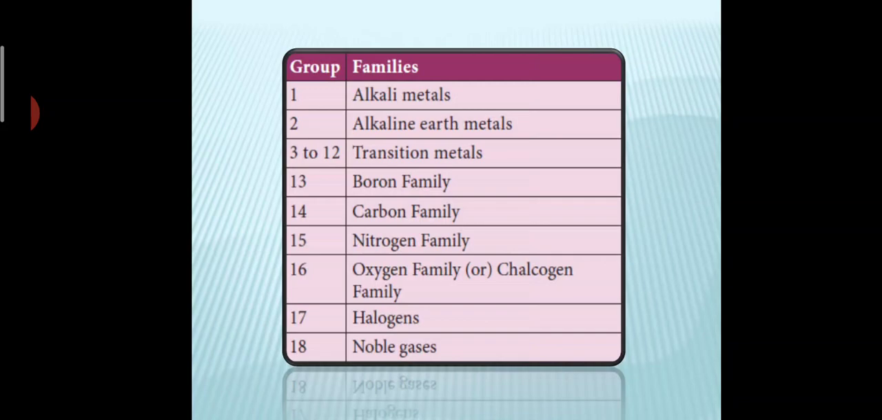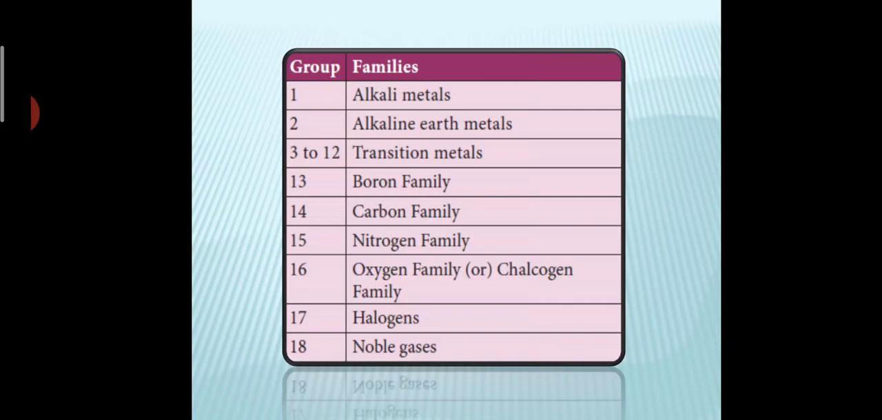If you see the first group, it is called alkali metals. Important 1-mark question, you will definitely get one mark from this. Group 2 is called alkaline earth metals. Groups 3 to 12 are called transition metals. Group 13 is called the boron family. The 14th group is the carbon family. 15 is the nitrogen family. 16 is the oxygen family or chalcogen family. 17 is halogens and 18 is noble gases.